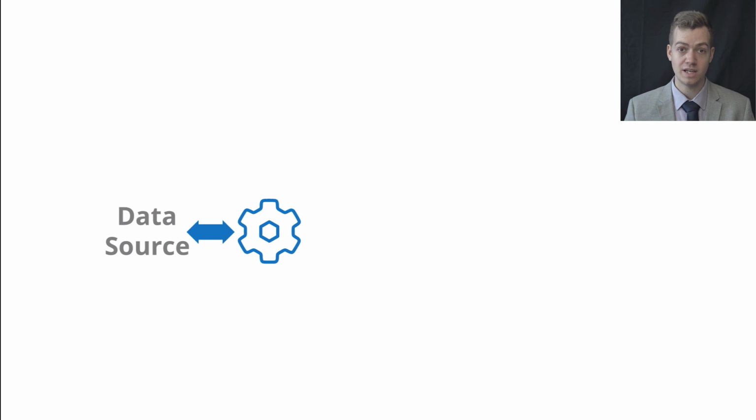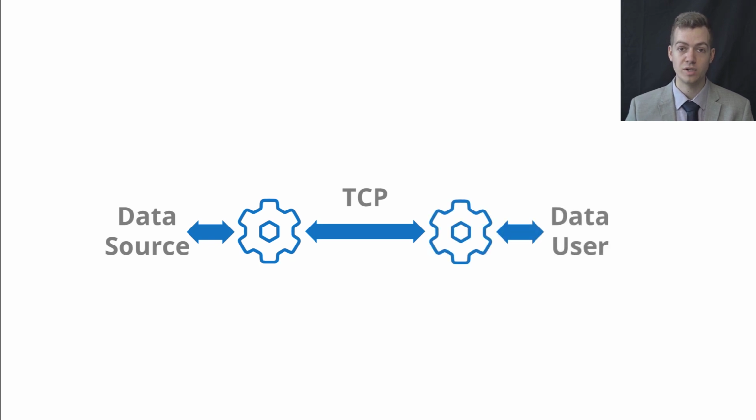Software at the source of the data converts the data stream from an industrial protocol to TCP and sends it across the network. At the receiving end, similar software converts the data stream from TCP back into the original protocol, or possibly others, without changing the namespace.